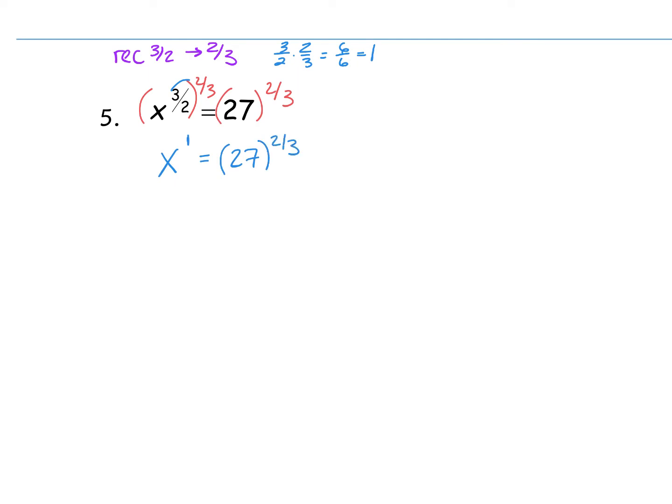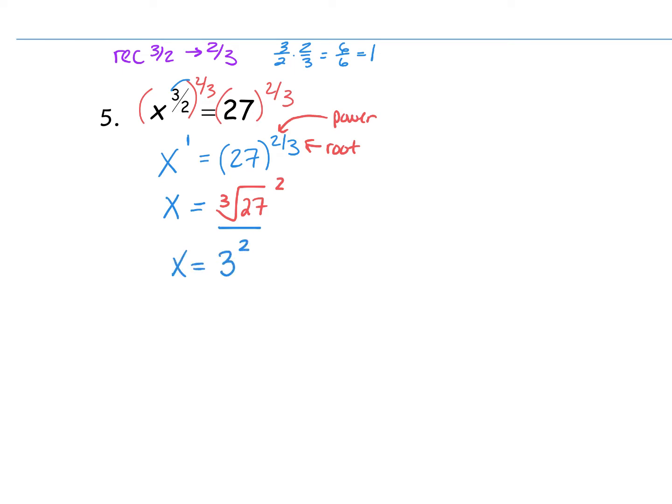All right, so how do I evaluate 27 to the 2/3 power? So remember, the bottom number is the root type. So in this case, I'm going to have the cubed root of 27. The top number is the power. And now you can put the power on the inside or the outside. I'm going to put it on the outside in this case because I know that I can take the cubed root of 27, and the cubed root of 27 is 3.